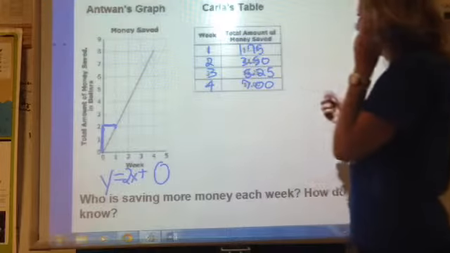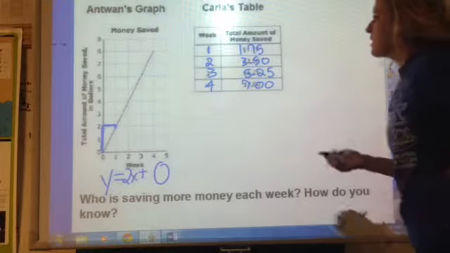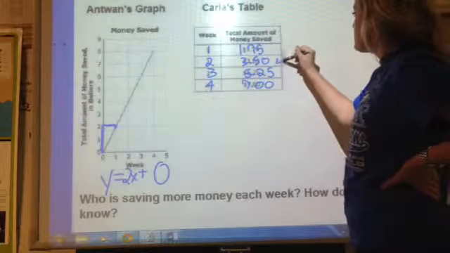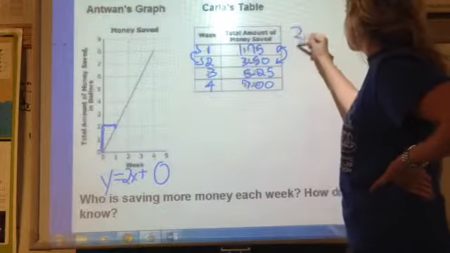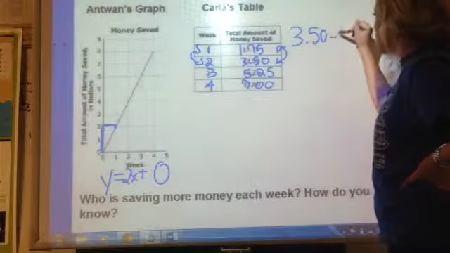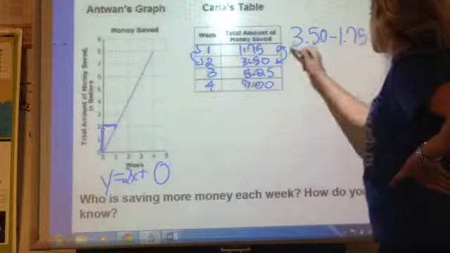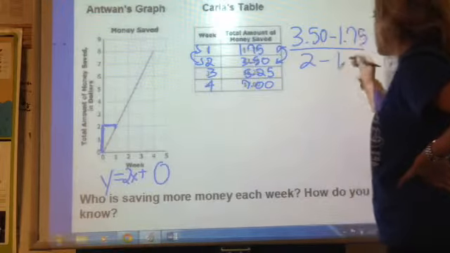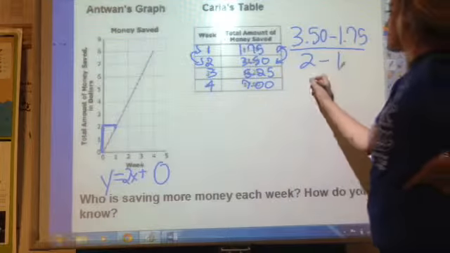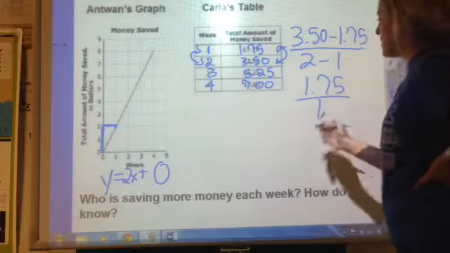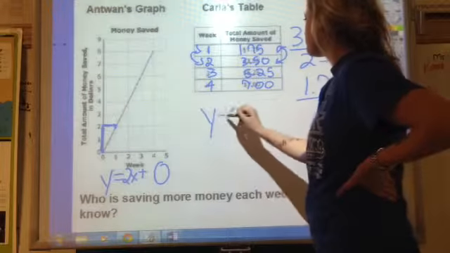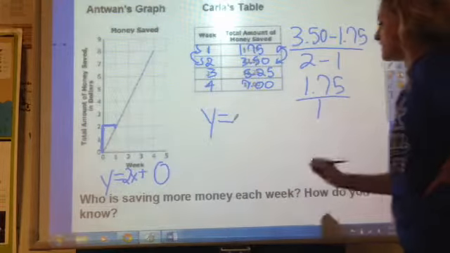Alright, let's see how fast Carla is saving money. What I need to do is write an equation for my table, using change in y over change in x. So I'm going to have $3.50 minus $1.75 over 2 minus 1. $3.50 minus $1.75 is going to leave me with $1.75. 2 minus 1 is 1. So I have a slope here of $1.75.